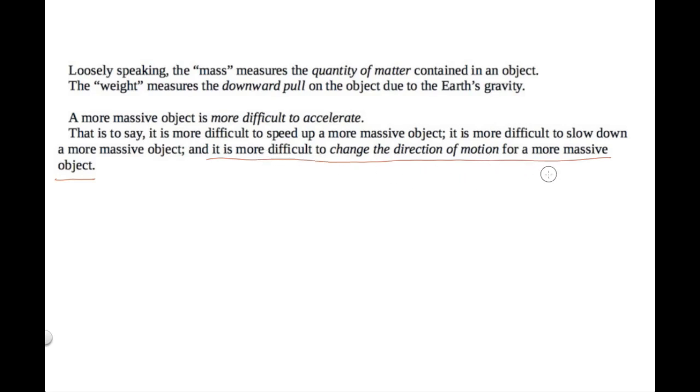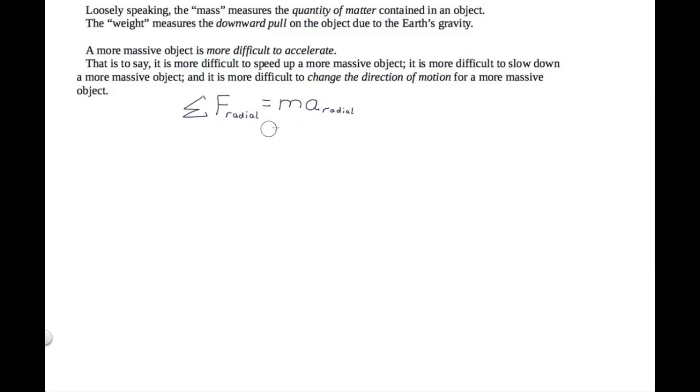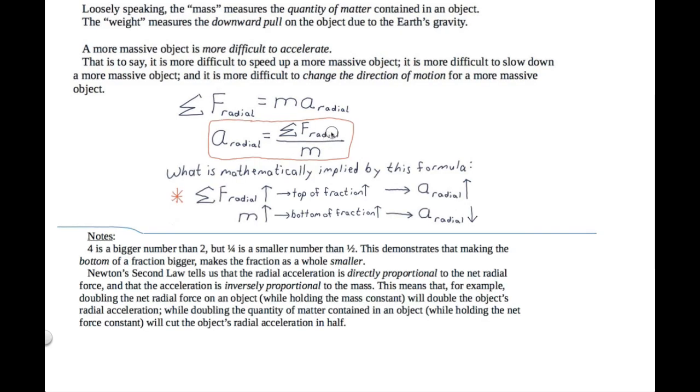We can confirm this idea using Newton's second law. Here again is Newton's second law for the radial component. Let's solve this equation for the radial acceleration. Our result is that the radial acceleration equals the net radial force divided by the object's mass. The net radial force is on the top of this fraction. So this result implies that increasing the net radial force while holding the mass constant will increase the radial acceleration.